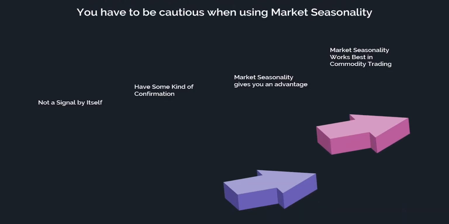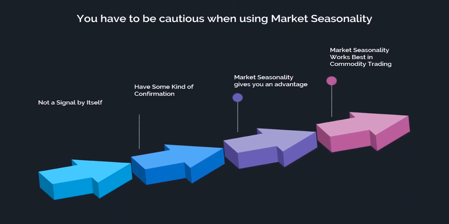Something that you have to keep in mind is that the seasonality pattern is not a signal by itself. You have to have some kind of confirmation to see if this seasonality is going to happen or not. What seasonality does for you is give an advantage when you want to execute your trade based on your strategy. Also, you have to know that seasonality works best in commodity trading. That is perhaps because seasonal demand for certain commodities is driven by real economic need rather than speculation.